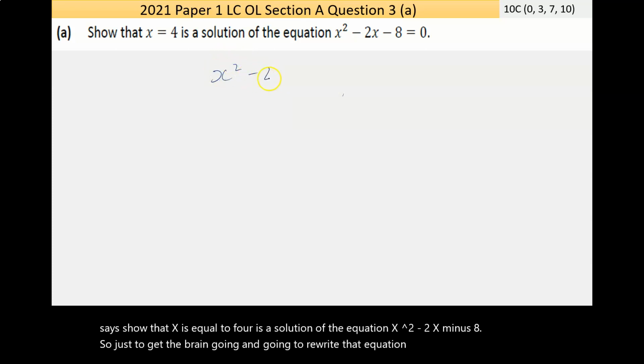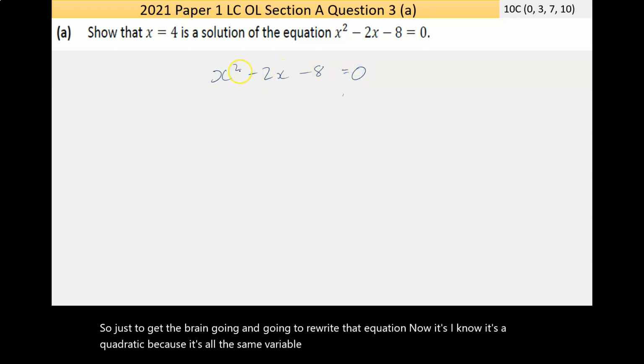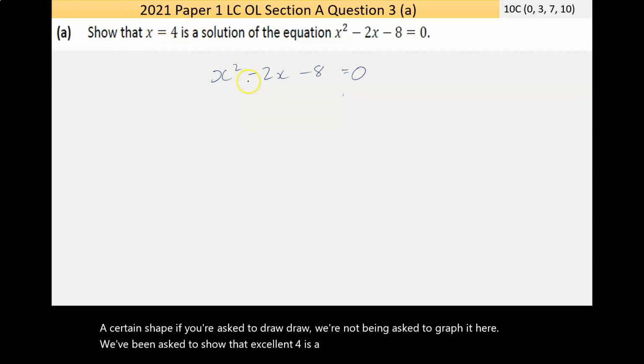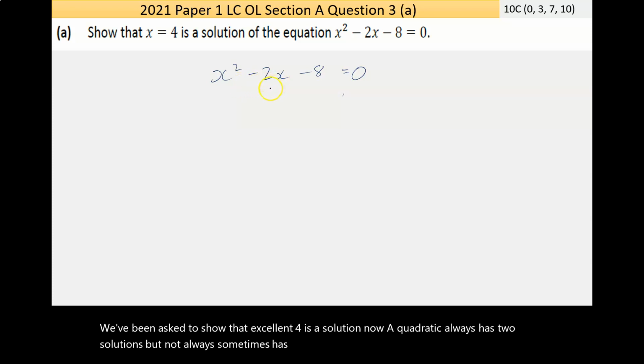Now, I know it's a quadratic because it's all the same variable and the biggest power is 2. So this will have a certain shape if you're asked to draw it, but we're not being asked to graph it here. We're being asked to show that x equal to 4 is a solution. Now, a quadratic always has two solutions. Well, not always. Sometimes it has two solutions.